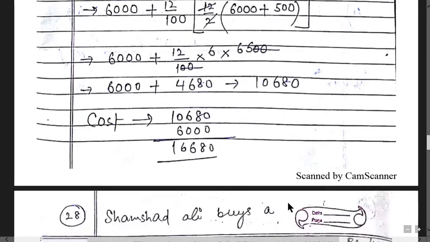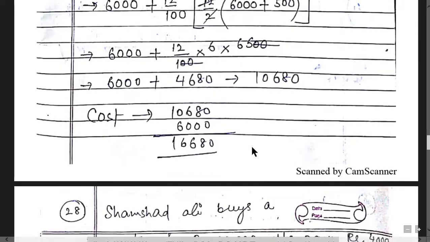What about the previous value? The farmer already paid 6,000. It means the amount he has to pay is 16,680.